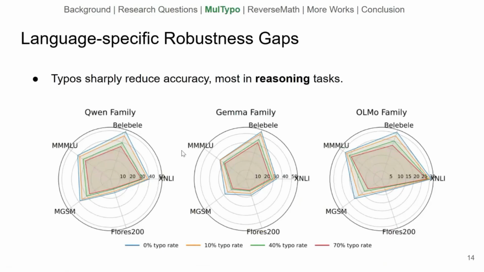And here is the result of the different model families on different tasks. Here MMLU is a multilingual common sense dataset, and MGSM is a mathematical reasoning dataset. ProRes 20 is a translation task, XNLI is an inference task, and Belebele is reading comprehension. As you can see, most models decrease the most in the mathematical reasoning tasks, which means typos have different impacts among different kinds of tasks.